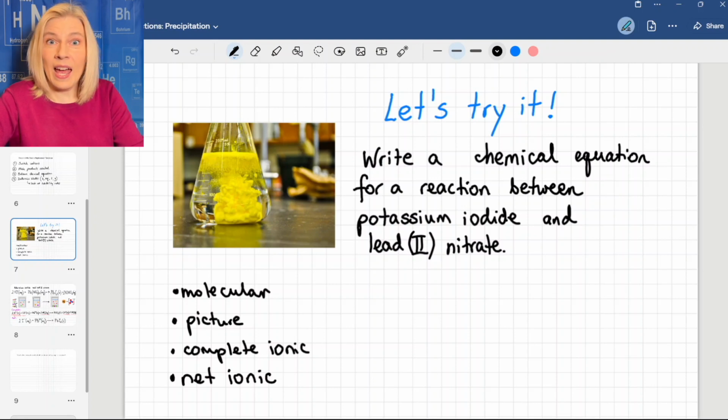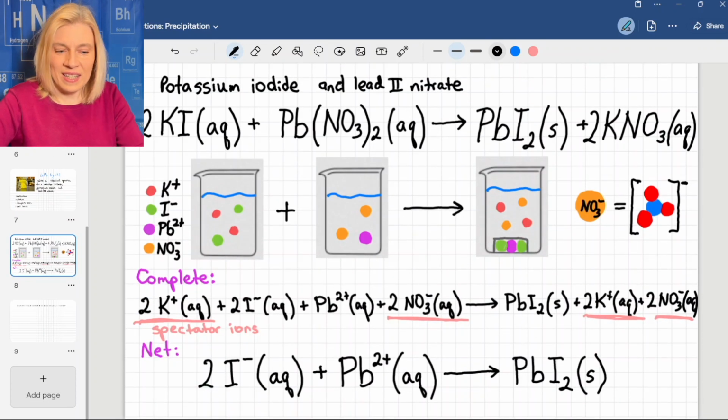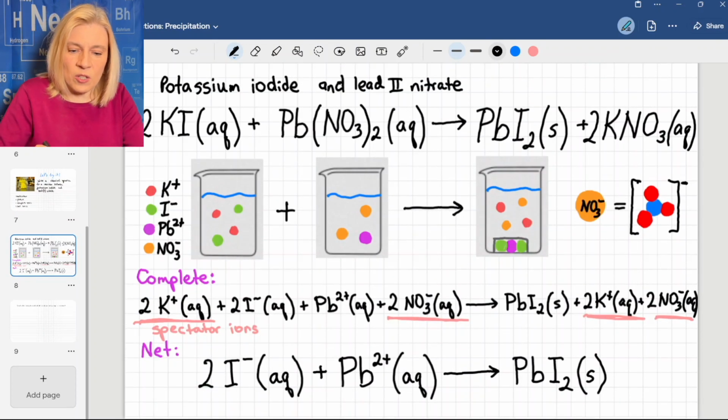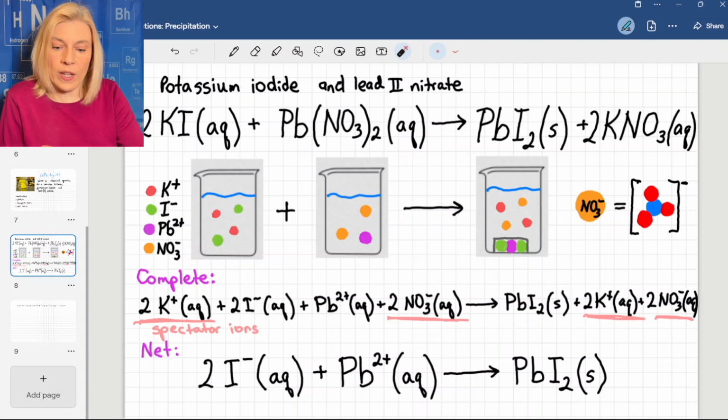Okay, how did you do? Let's check. Well, here it is. Potassium iodide. What's the formula for potassium iodide? It's KI. What's the formula for lead nitrate? Pb(NO3)2. Lead is 2 plus, nitrate -1. And we're going to switch the cations. From the lead to iodide and potassium nitrate.